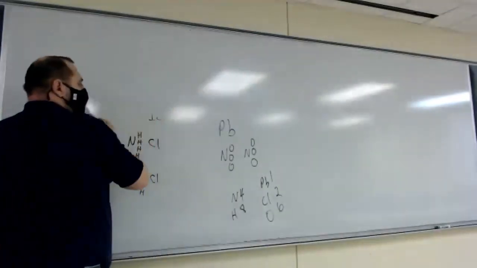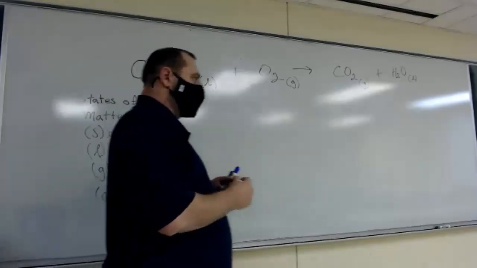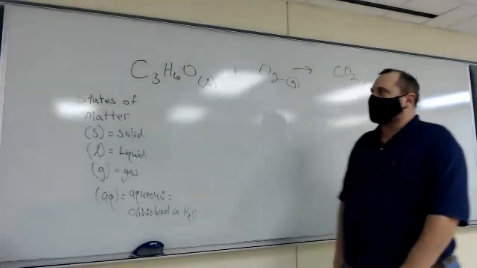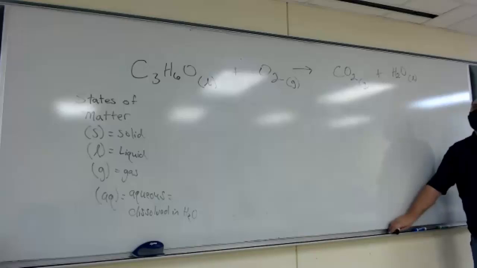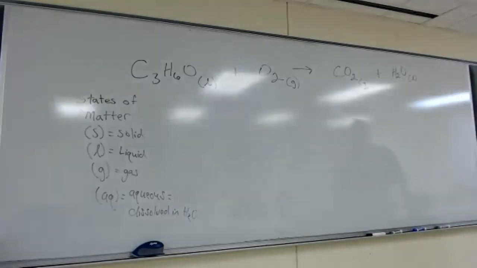So when I see those parentheses, I key up on those. I've added some things behind them. We have 4 that we commonly use: solid, liquid, gas, and then aq is aqueous, means it's dissolved in water. This would be, assuming this is acetone, I'm going to be doing a combustion reaction of acetone.